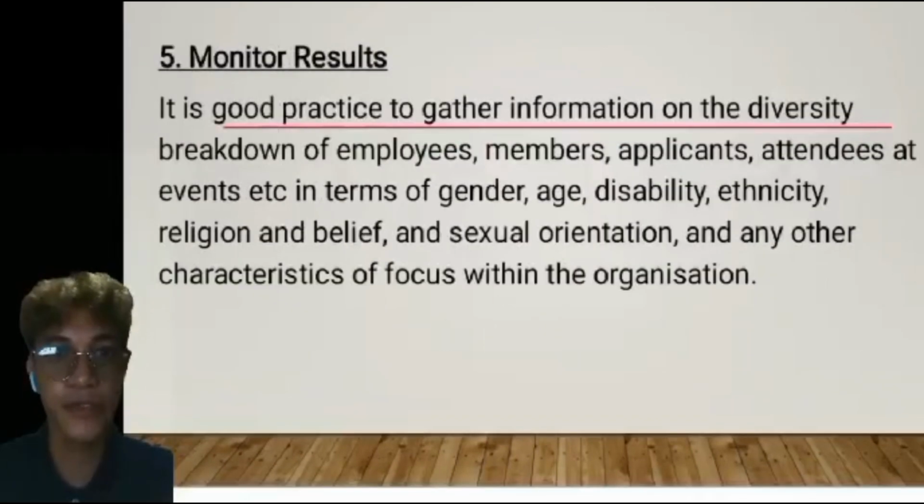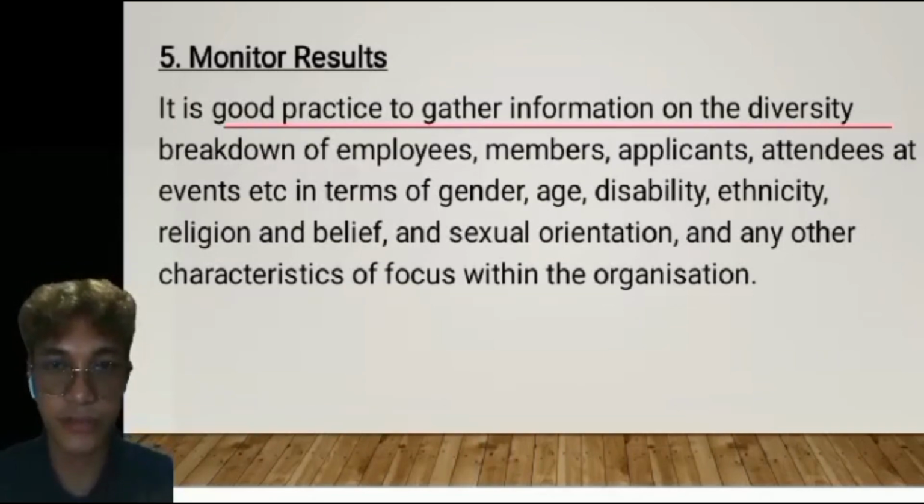Number 5, monitor results. It is good practice to gather information on the diversity breakdown of employees, members, applicants, attendees at events. In terms of gender, age, disability, ethnicity, religion and belief, sexual orientation, and any other characteristics of focus within the organization.